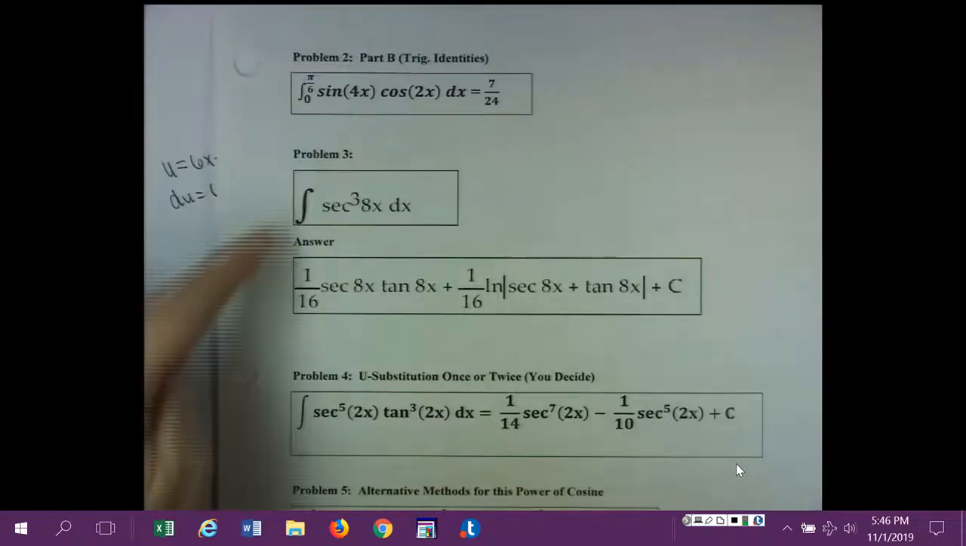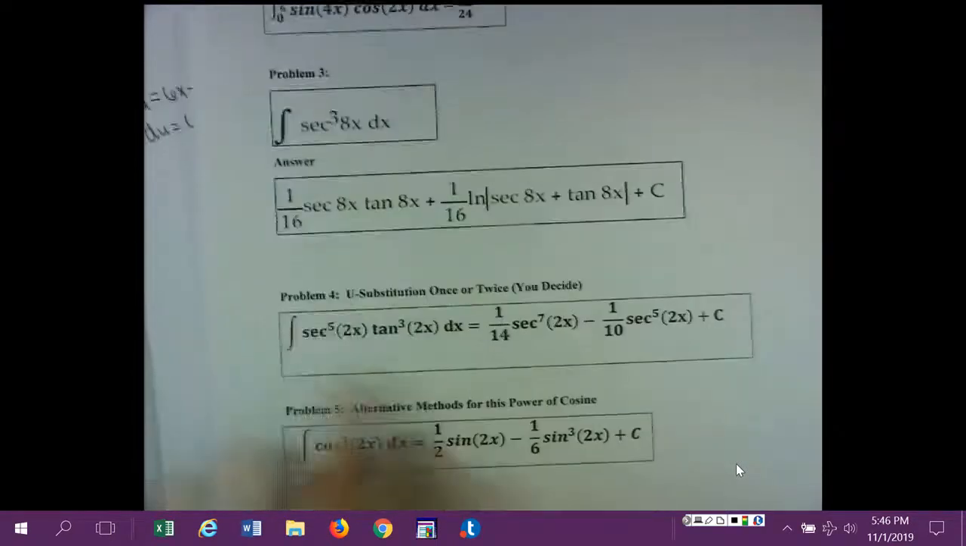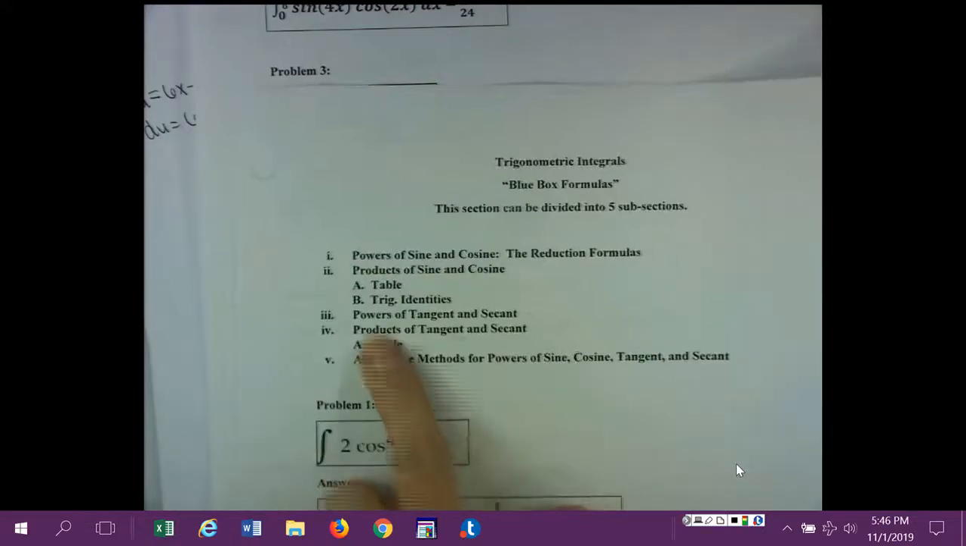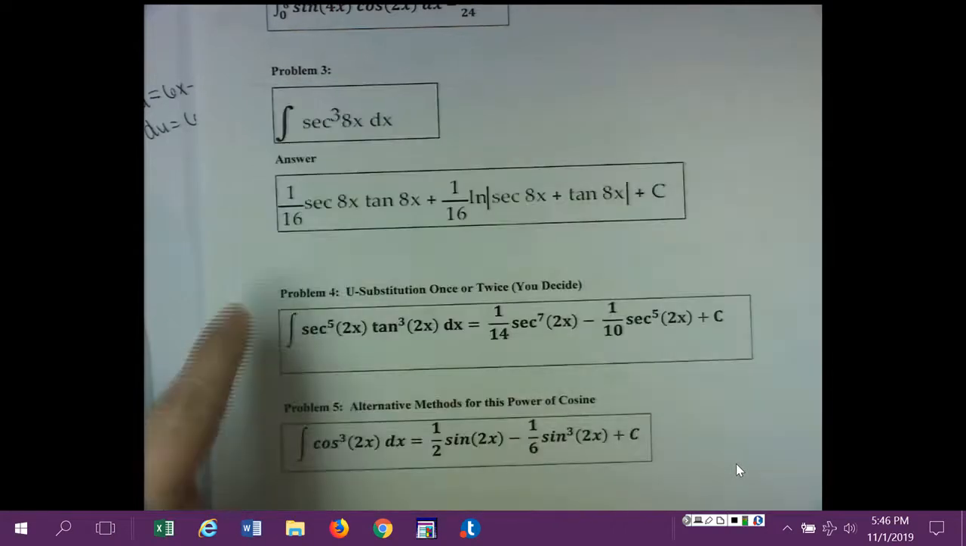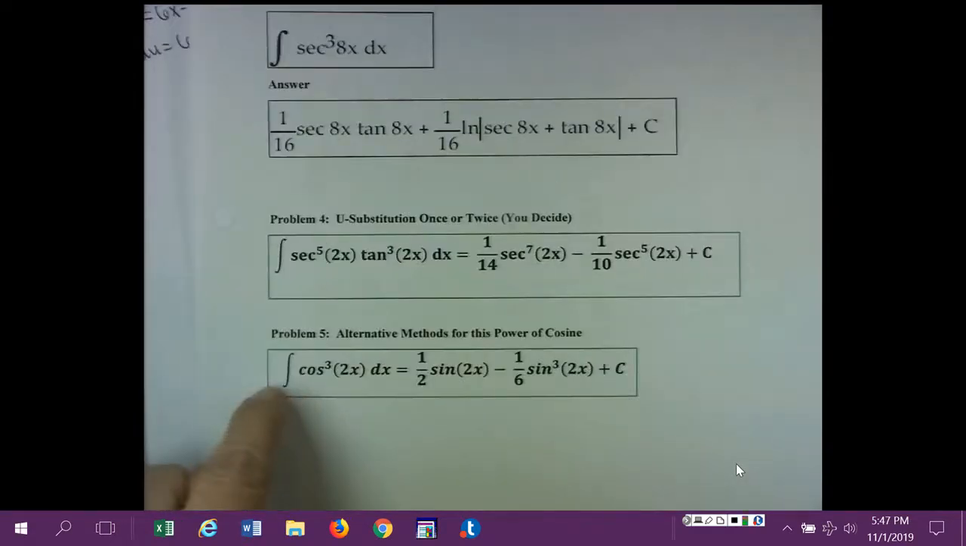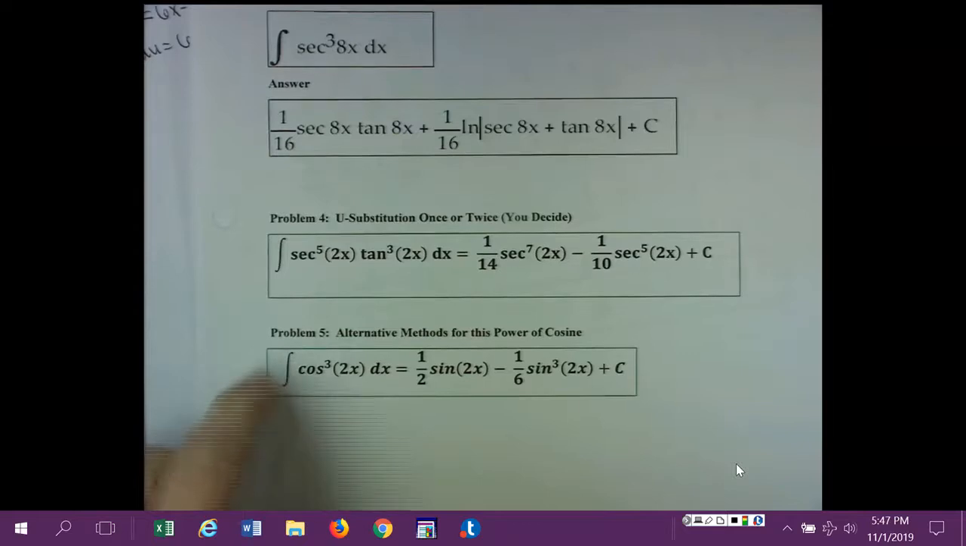Problem 3 is Roman numeral number 3, a power of secant, and here's the answer. Problem 4 is u sub once or twice, but that is going to be products of tangent and secant, where you use a table. I think tangent's supposed to come first to be in standard form, so you'll have to rewrite this so that tangent cubed comes before secant to the 5th power. And then an alternative method for powers of cosine. So I have a cosine cubed, which we have a blue box special for cosine cubed, but we're going to use an alternative method to come up with that blue box special for that problem.